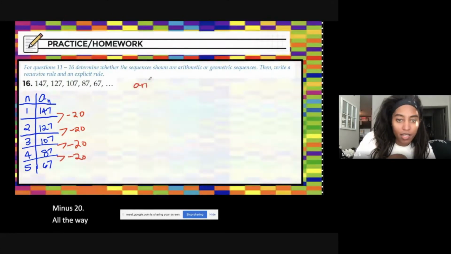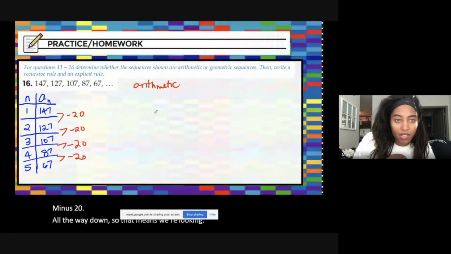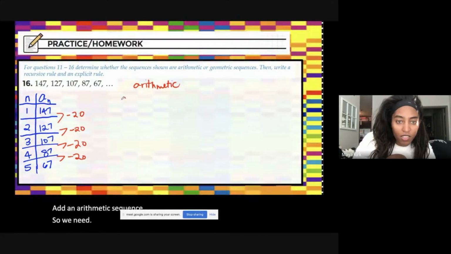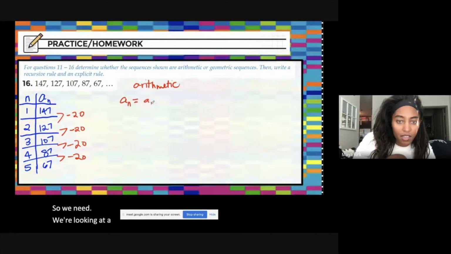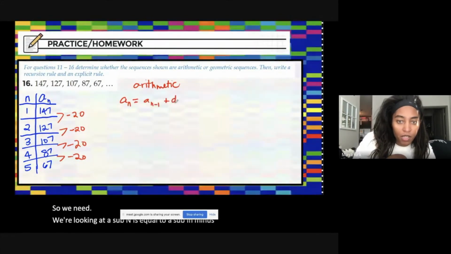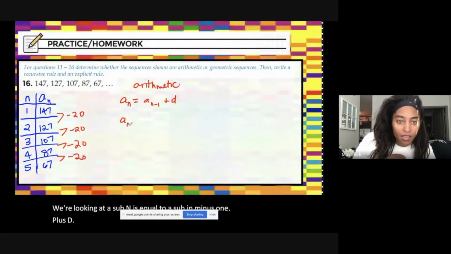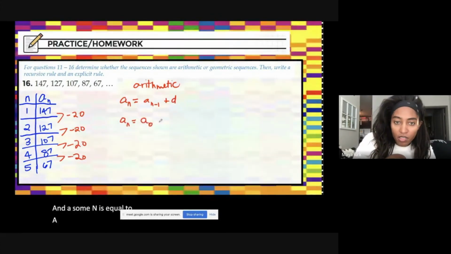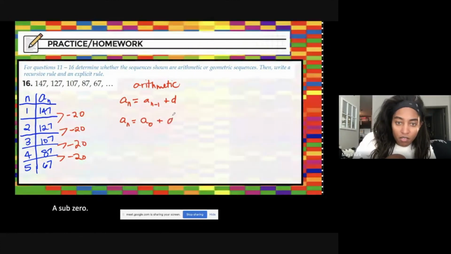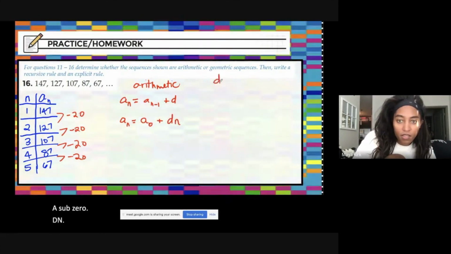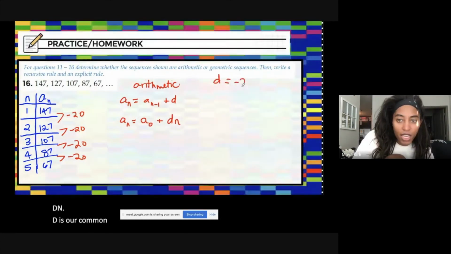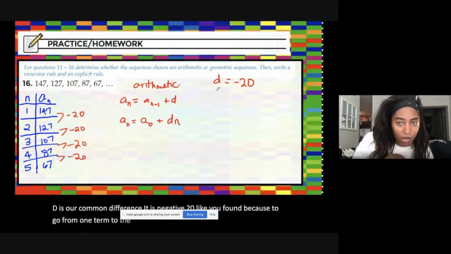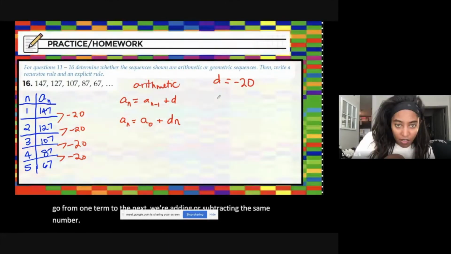So that means we are looking at an arithmetic sequence. So we're looking at a sub n is equal to a sub n minus 1 plus d. And a sub n is equal to a sub 0 plus dn. d is our common difference. It is negative 20, like you found, because to go from one term to the next, we're adding or subtracting the same number.